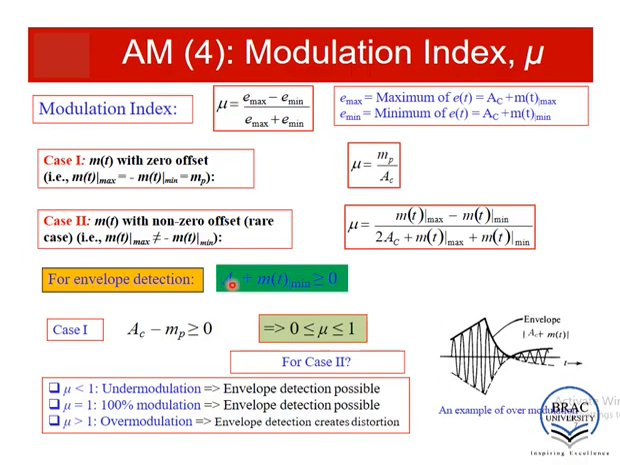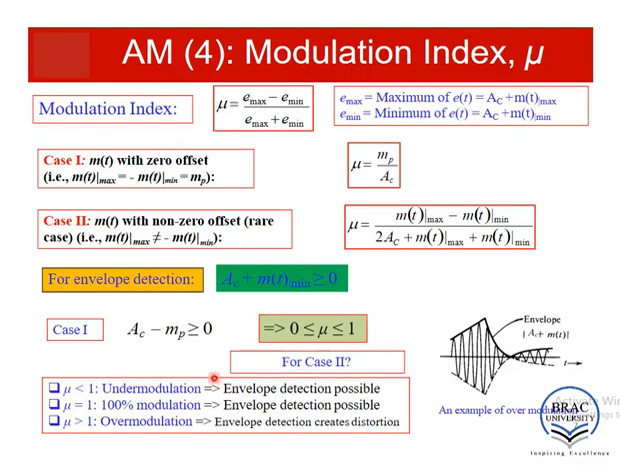We have already talked about envelope detection. It required AC plus mt to be greater than or equal to 0 all the time. We can also say if AC plus mt min is greater than or equal to 0, then AC plus mt will always be greater than or equal to 0. Now for case 1, mt min is minus mp. So AC minus mp must be greater than or equal to 0. If you rearrange it a bit, you will get mp by AC less than or equal to 1, which means mu need to be less than or equal to 1. Again, mu is a ratio of two positive quantities, so mu must be greater than or equal to 0. So this is the condition for envelope detection.